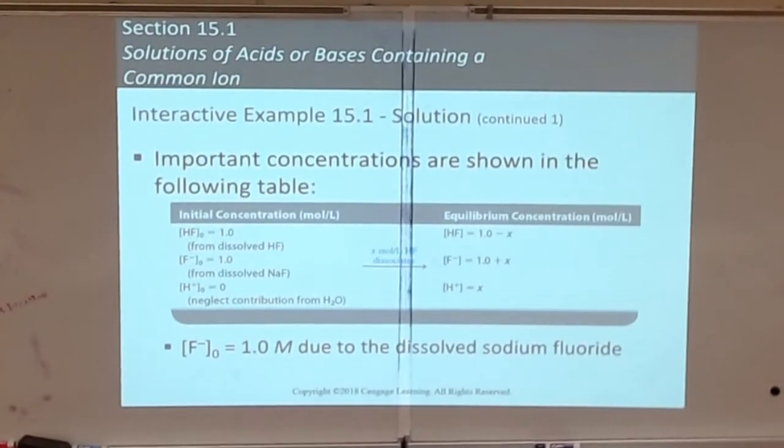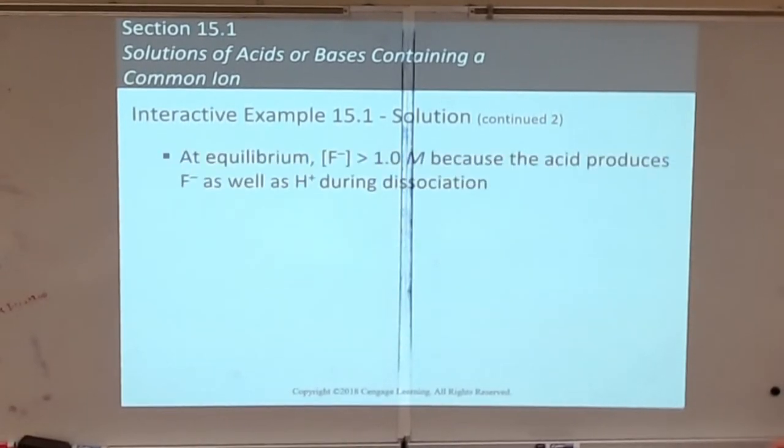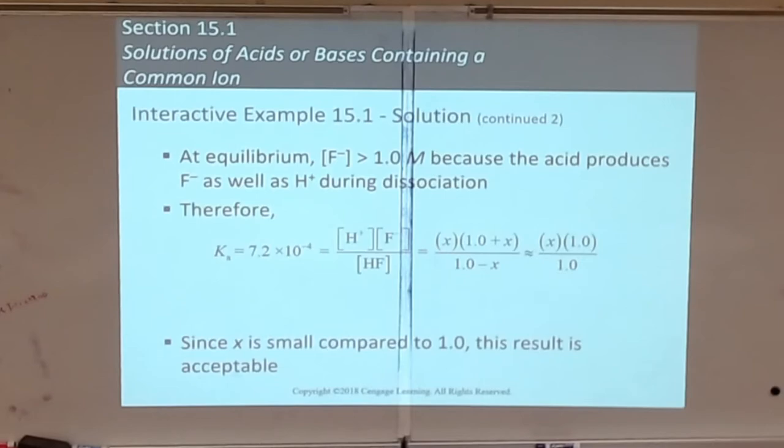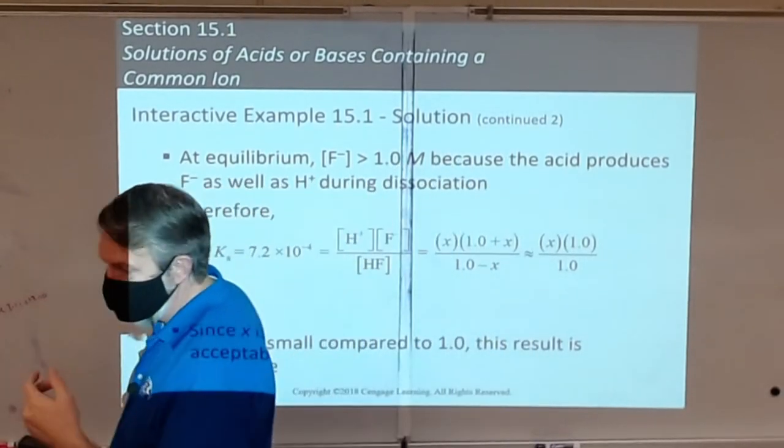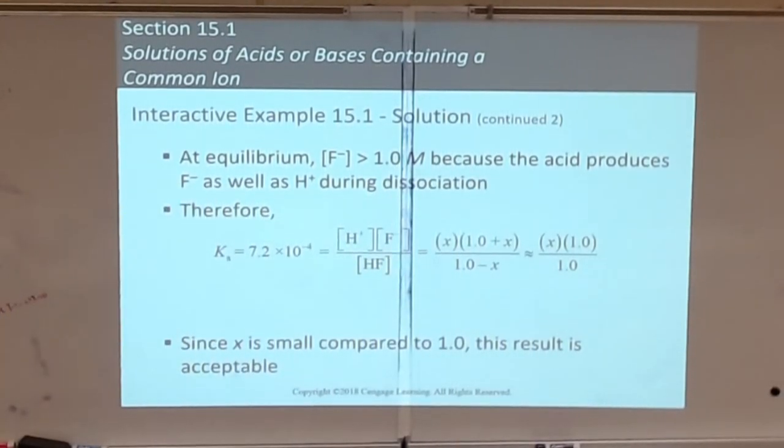Y'all following what we're doing here? So now I just take this and set it back up into your formula. Now we're going to say that X is going to be really, really small. That means I can ignore it not just in one place, but in two places in this equation. So what is X? Can you do it without a calculator? 7.2 times 10 to the negative 4. Yay! We're all calculator free.